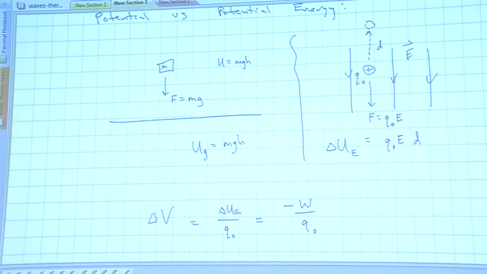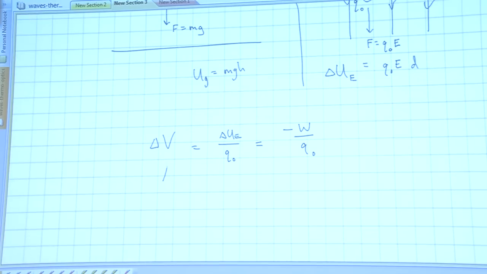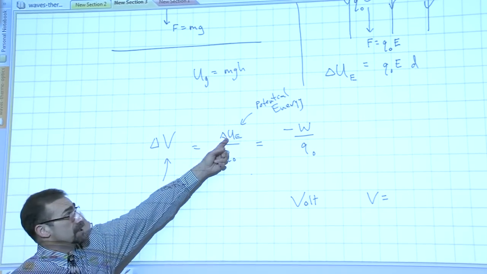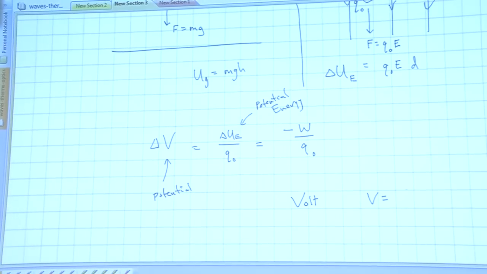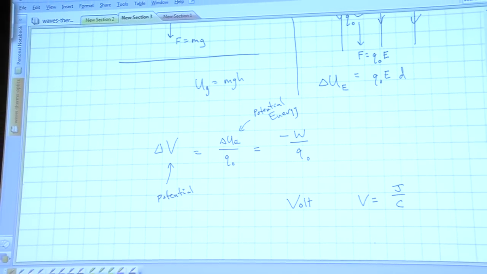All right, the units for potential, not to be confused with potential energy, are volts. And what is that? It's a joule over a coulomb. You can see that from this expression right here. Energy is joules, charge is coulombs. A joule per coulomb is a volt.